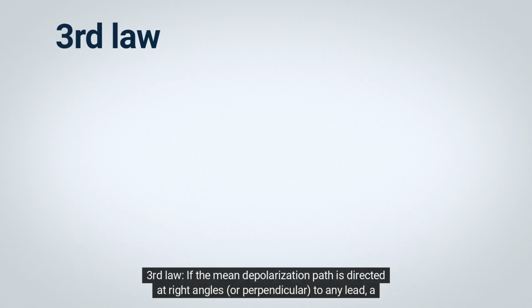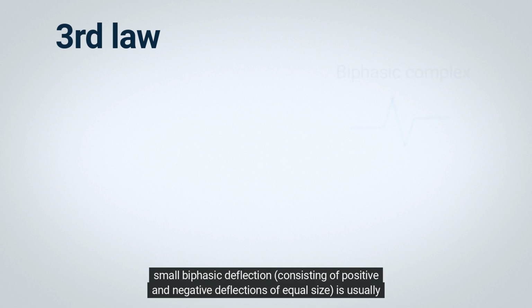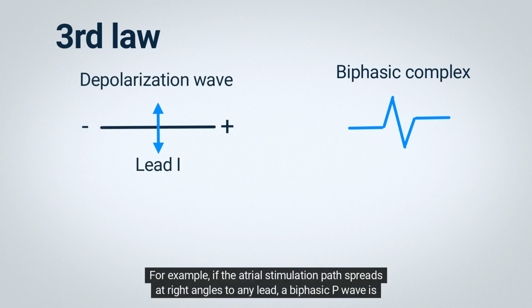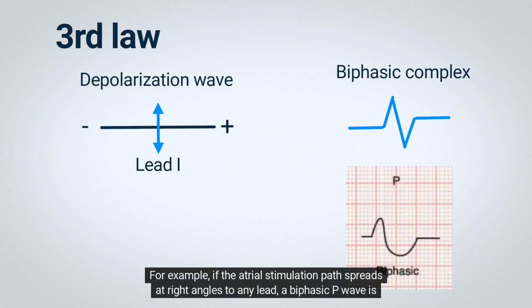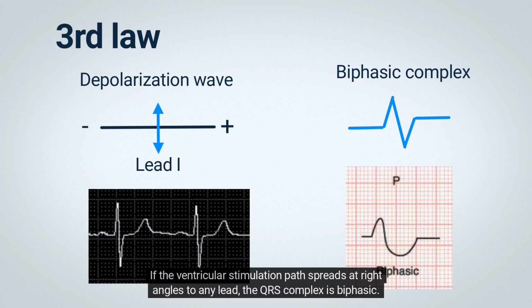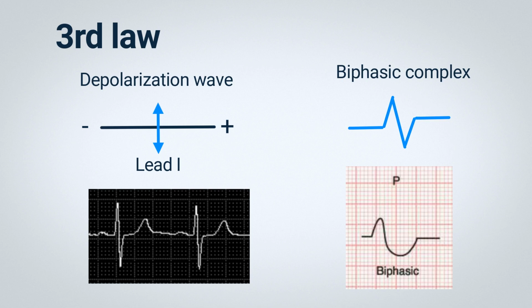Third law: if the mean depolarization path is directed at right angles or perpendicular to any lead, a small biphasic deflection, consisting of positive and negative deflections of equal size, is usually seen. For example, if the atrial stimulation path spreads at right angles to any lead, a biphasic P wave is seen in that lead. If the ventricular stimulation path spreads at right angles to any lead, the QRS complex is biphasic.